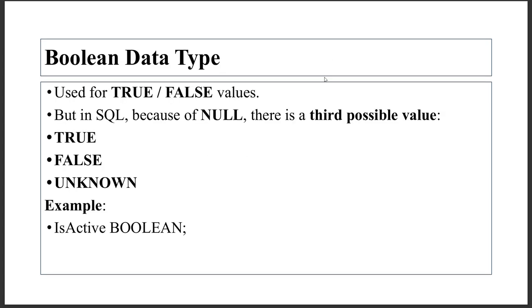Now Boolean data type. The moment I say Boolean, you should understand it deals with true or false values. True means 1, false means 0. Boolean means two binary values. But in SQL, because of null, there is a third possible value. So true, false, unknown.